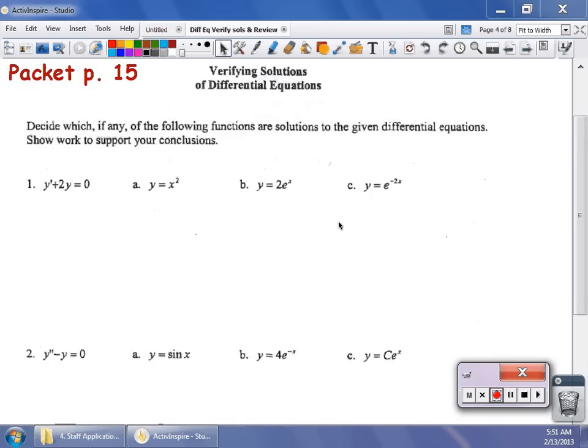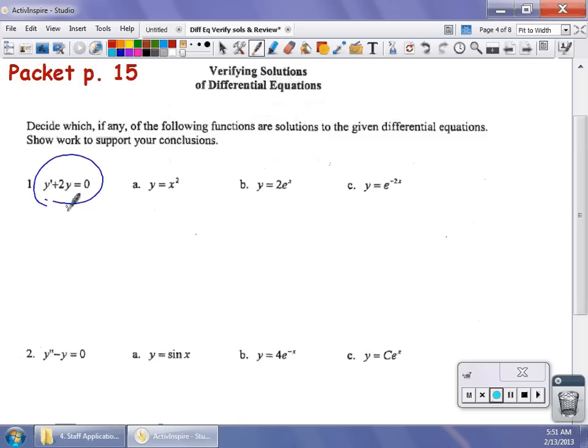So, I have two examples here. The directions tell us to decide which, if any, of the following functions are solutions to the differential equations. So, let's take a look at what we have here, kind of analyze the situation. Here's our differential equation. Remember, a differential equation is simply an equation involving a derivative, and so there's our derivative, y prime. And it's basically a multiple choice problem.